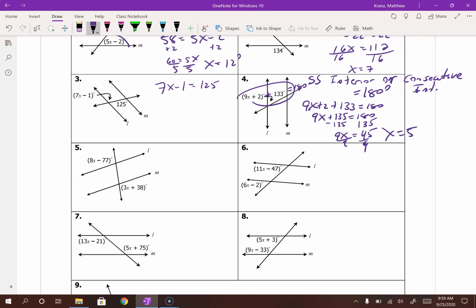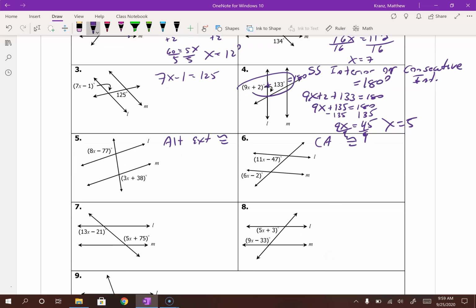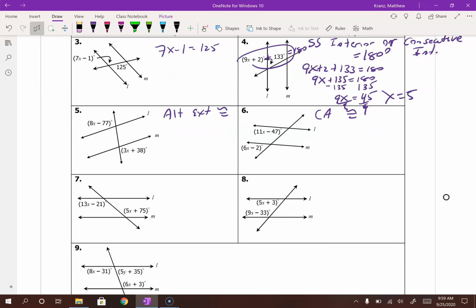All right, so number 5, those ones are alternate exterior. Right, so they're congruent. Number 6, these are corresponding angles. So they are also congruent. You know what? Let's try number 6. Even though they're congruent, we have variables on both sides. So we have 11x minus 47 equals 6x minus 2. If I minus my 6x from both sides, I have 5x. If I add 47 to both sides, I have 45. When I divide by 5, x equals 9.